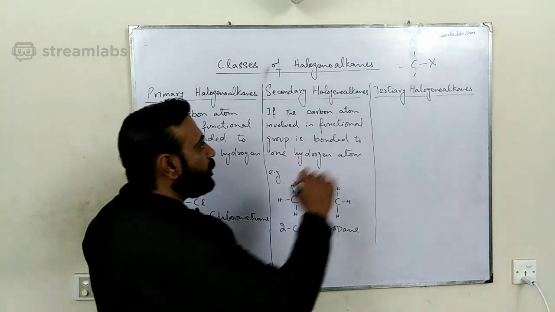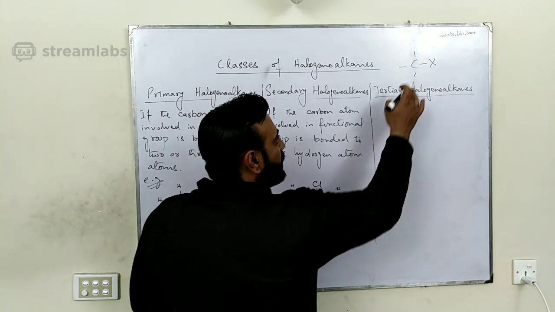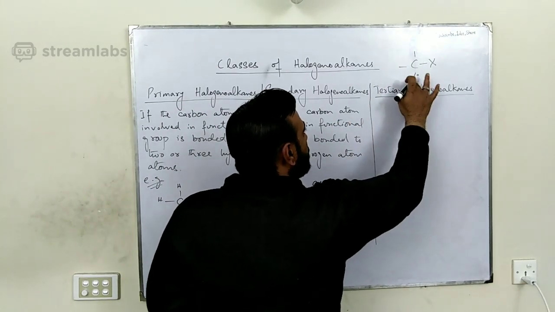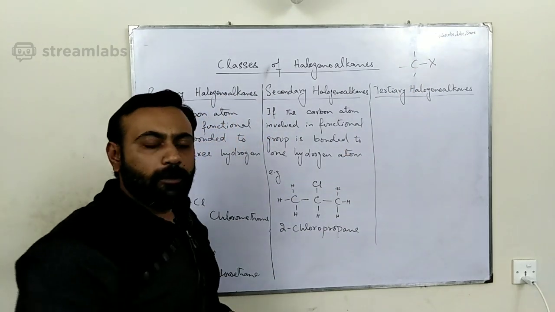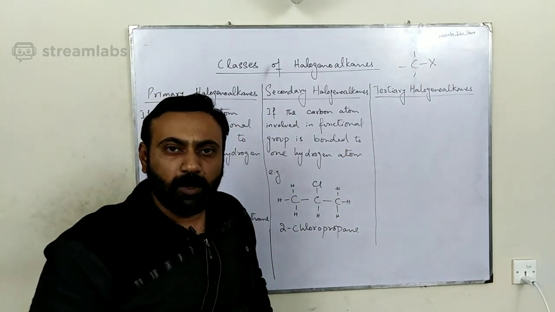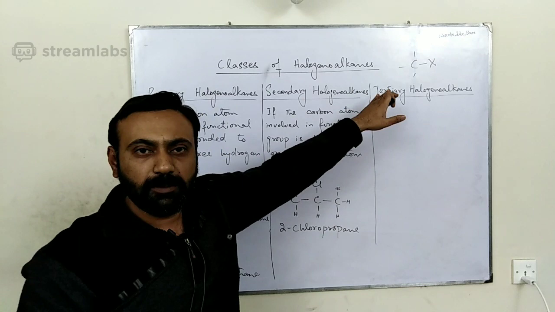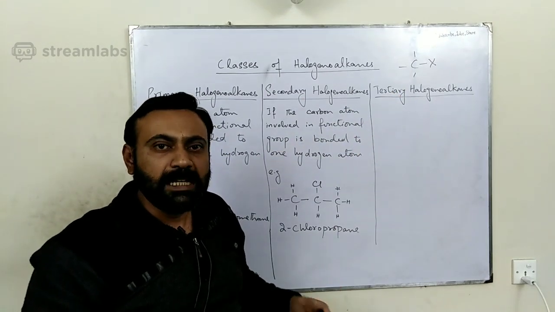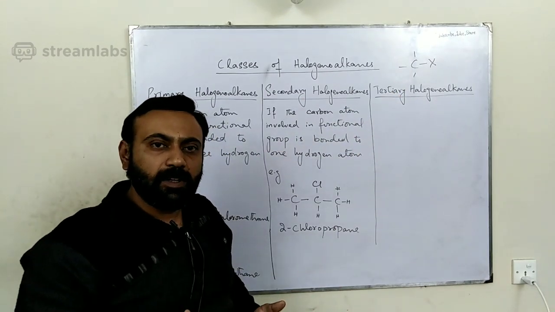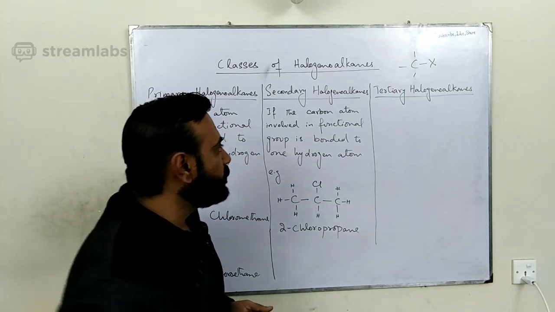Let us now consider another situation, when all three of these bonds are involved in carbon to carbon bonds, like there is no hydrogen attached to the carbon atom involved in the functional group. In that case, the halogenoalkane is considered to be a tertiary halogenoalkane.